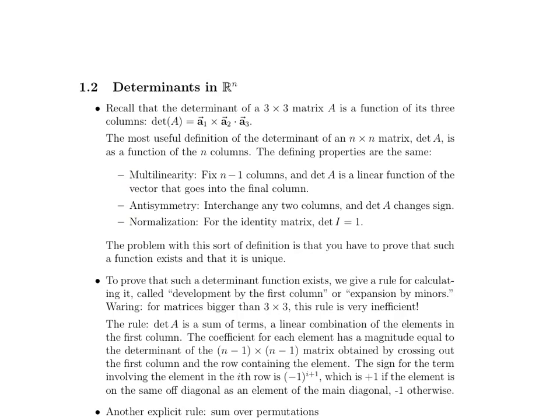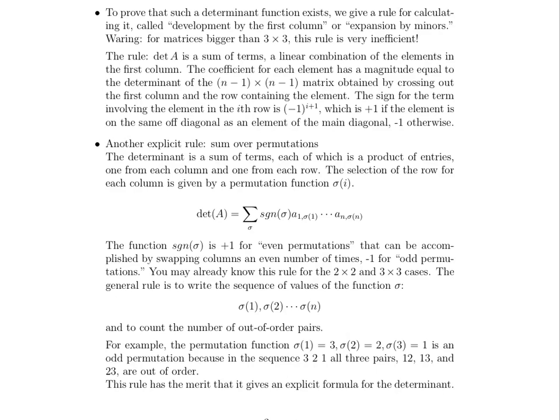But I'm going to talk a little bit about how to calculate the determinant of an n by n matrix, and you'll get some more experience later in the week. The first way to calculate the determinant of an n by n matrix is something called development by the first column. It's also sometimes called expansion by minors in the literature, but it's usually how people prefer to calculate determinants.